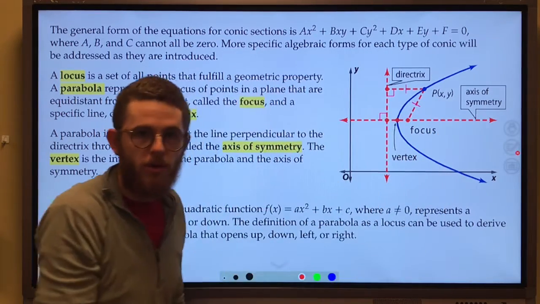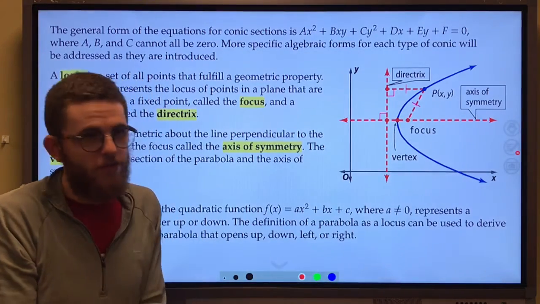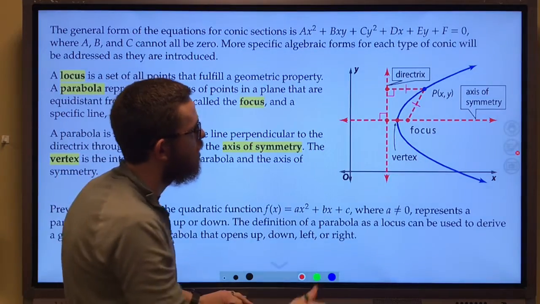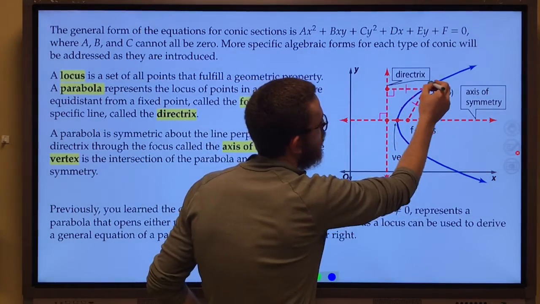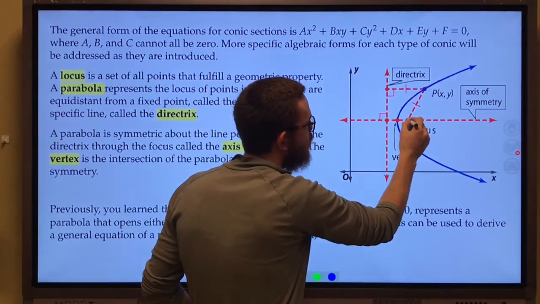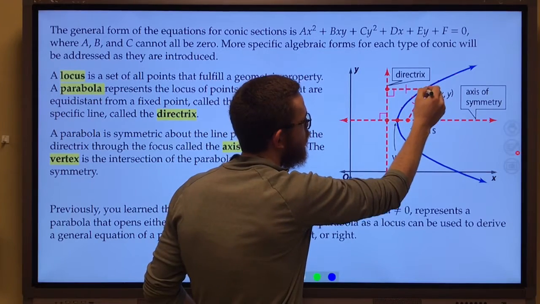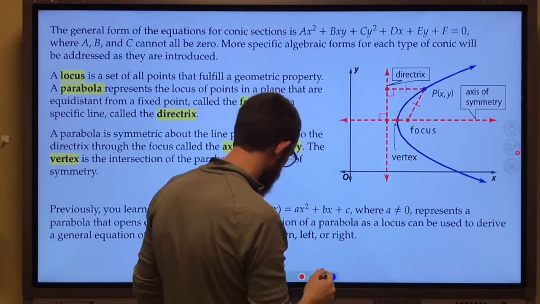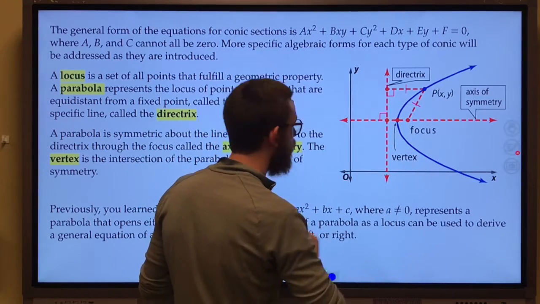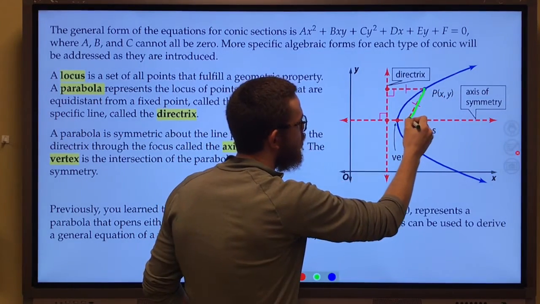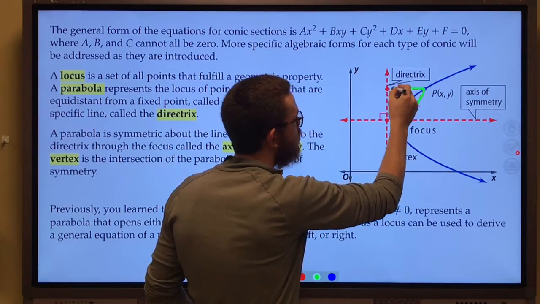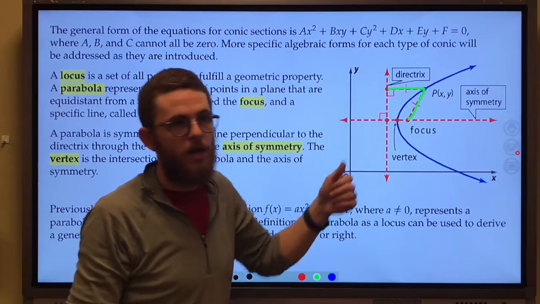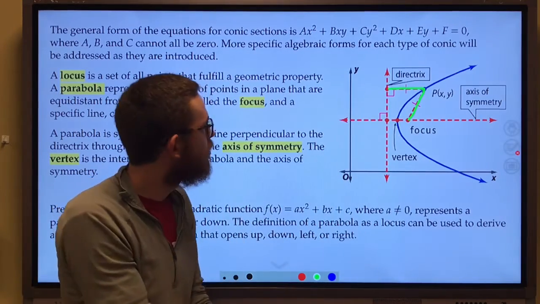This is a parabola, though, because the real definition of a parabola is that any point on that parabola is equidistant from the focus. So this point right here is the same distance from the focus. I'll go a different color. It's the same distance from the focus as it is to the directrix. And if you remember, when we find the distance from a point to a line, we're talking about the perpendicular distance.